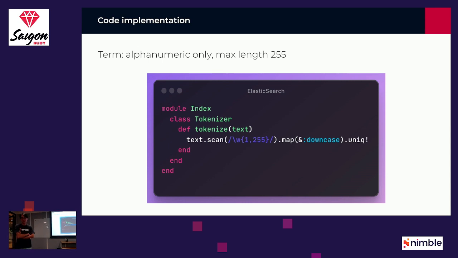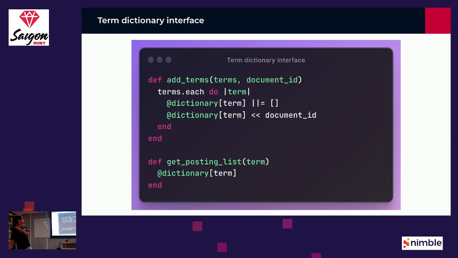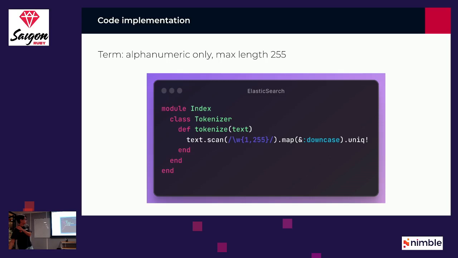Okay, in my implementation, it's actually alphanumeric only, and I cap the length to 255. Usually, the term shouldn't go longer than this, and we normalize it by downcasing it. But you can completely write a customized tokenizer for Elasticsearch. They allow you to do that. It's very useful as well. So a tokenizer is just as simple as this: you feed in text and you spit out a list of terms.